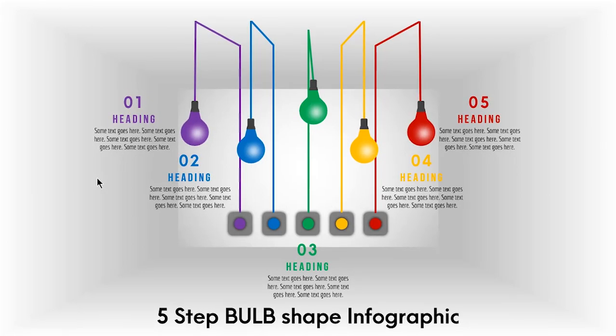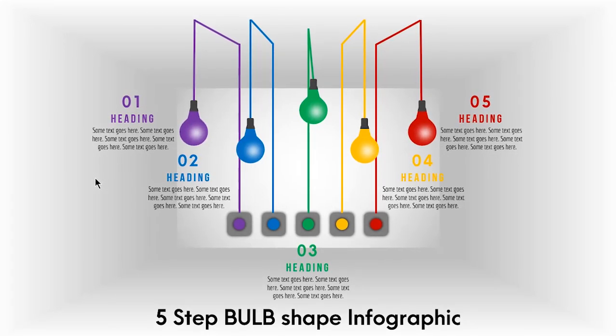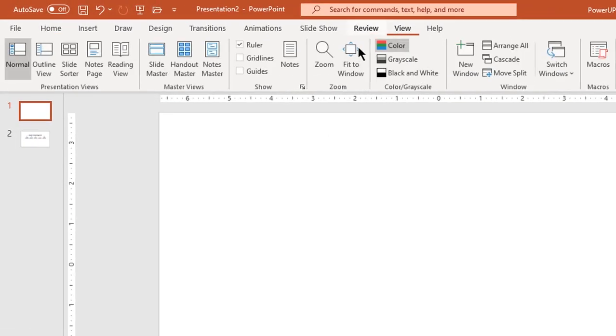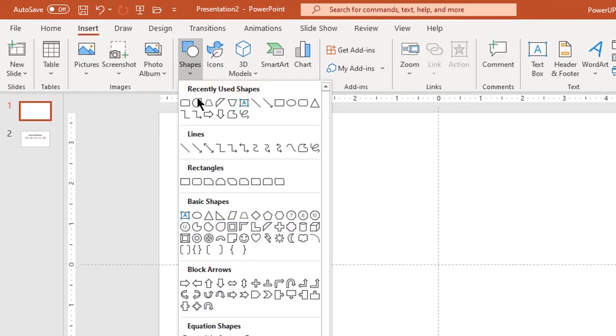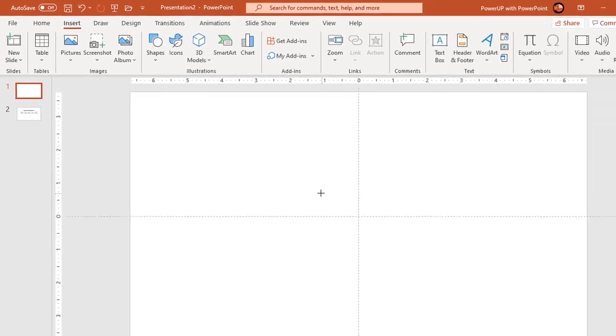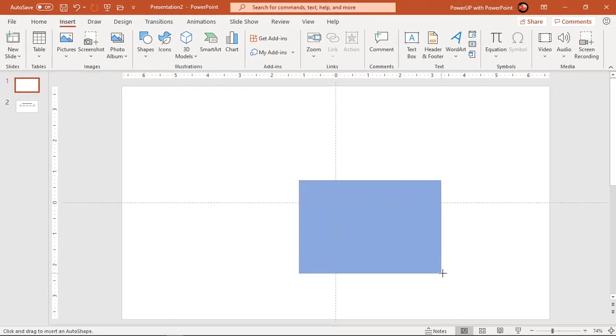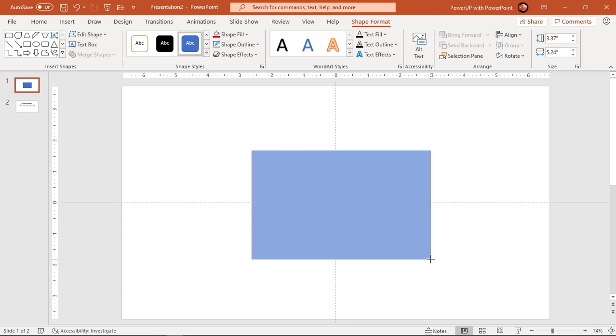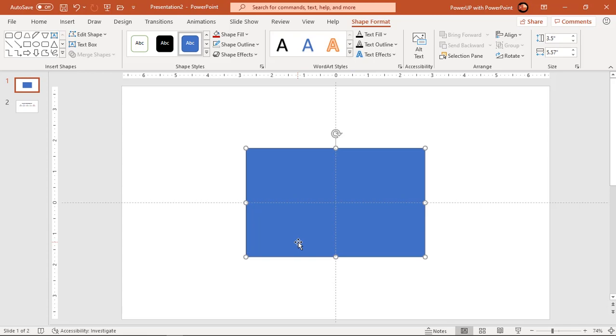Today we are going to create this beautiful infographic design in PowerPoint. Let's get started. Let's first enable the guides and draw rectangle shape at center of our slide. Adjust its size as per design requirement and make it no outline.